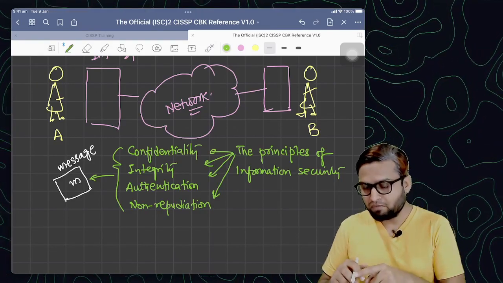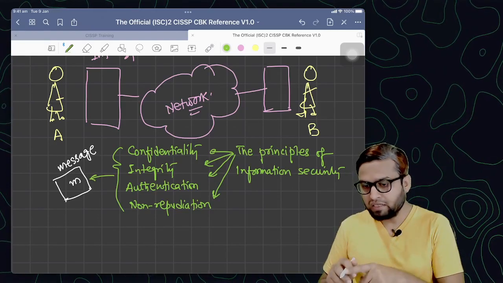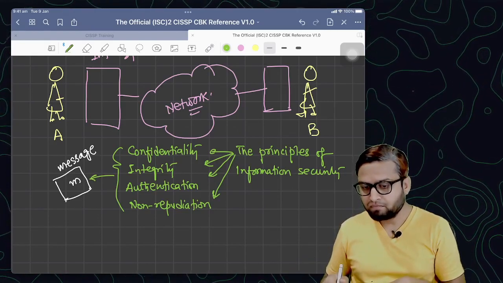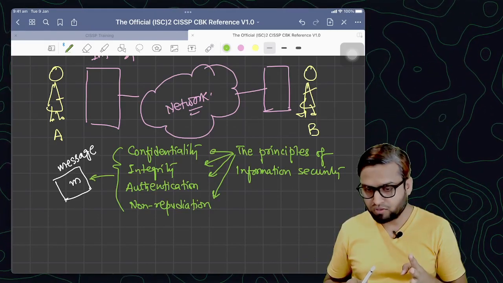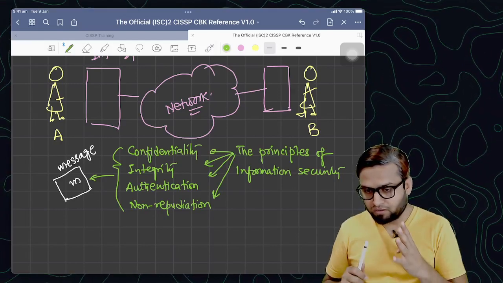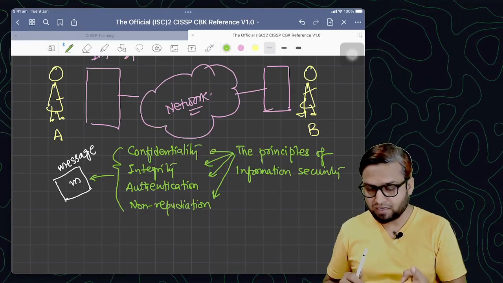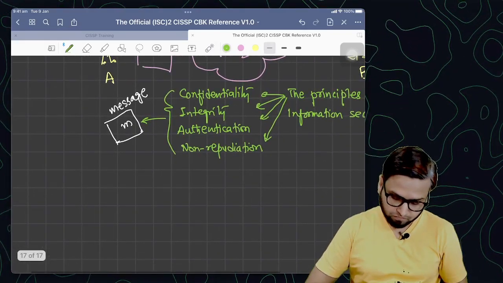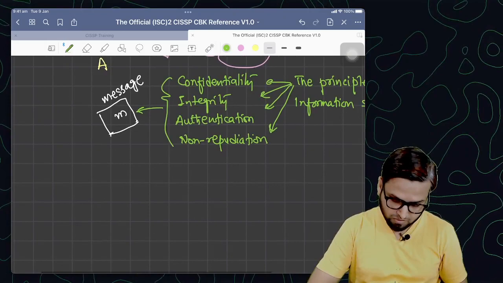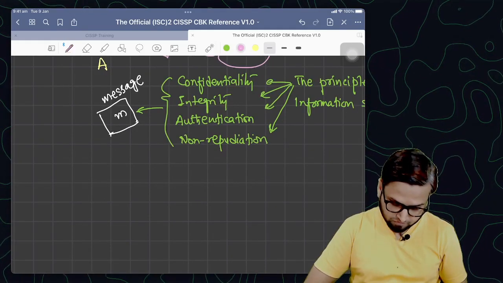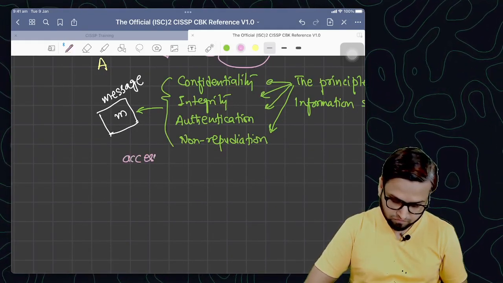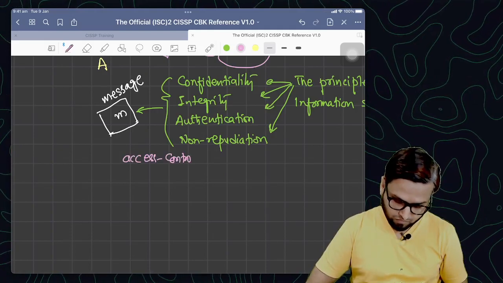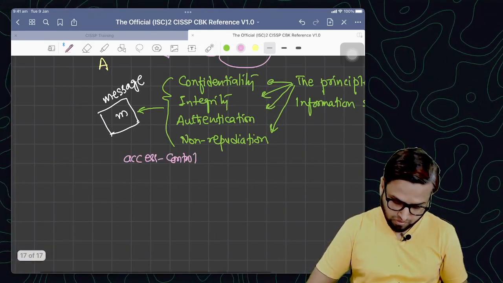Now the same type of principles exist in the ecology of information systems, and they are basically these four principles which directly relate to the message. There are two more principles which are called, let me write it down with another color: access control and availability.